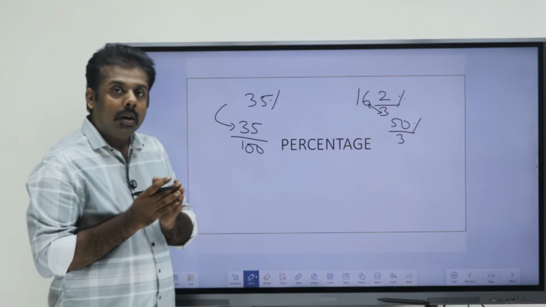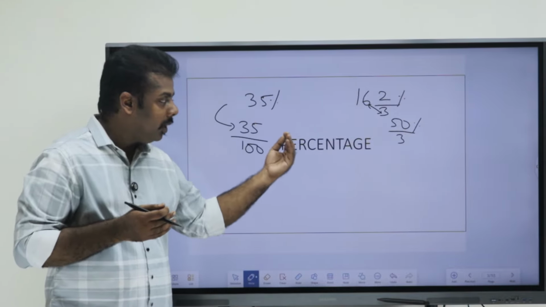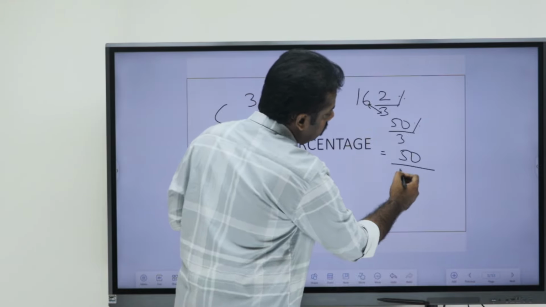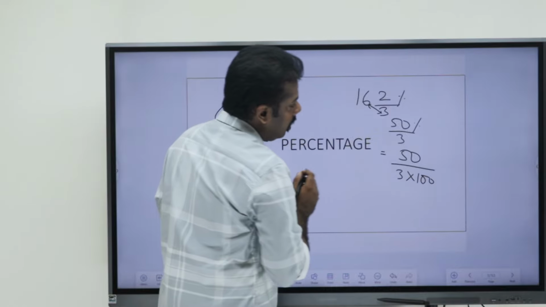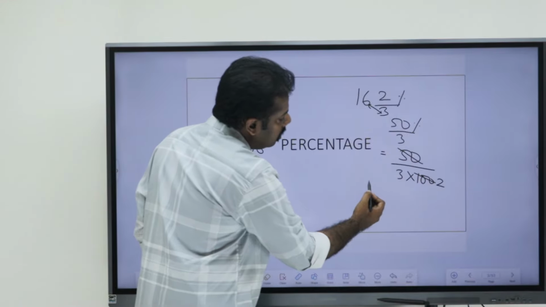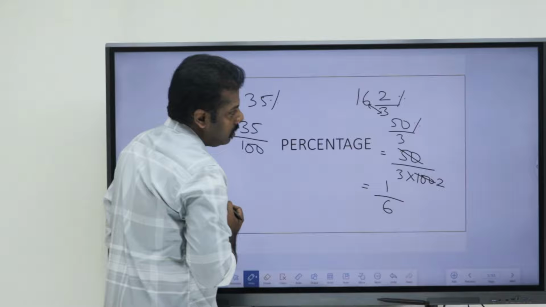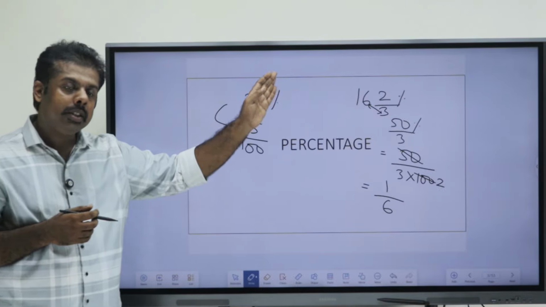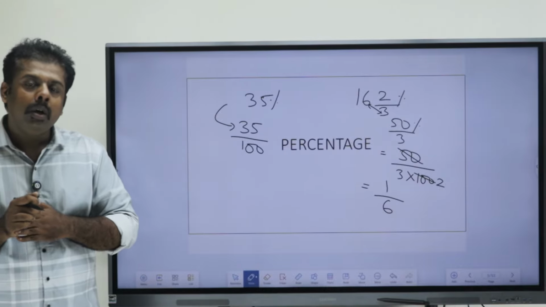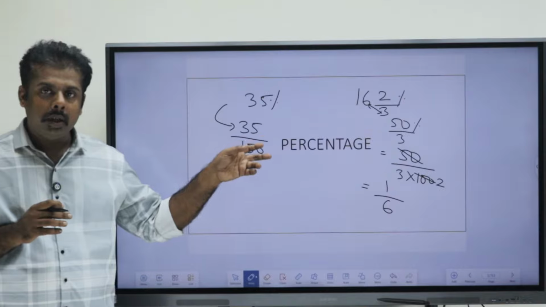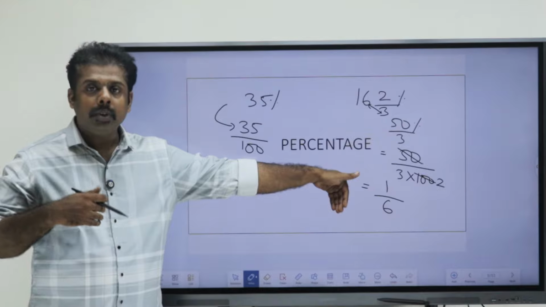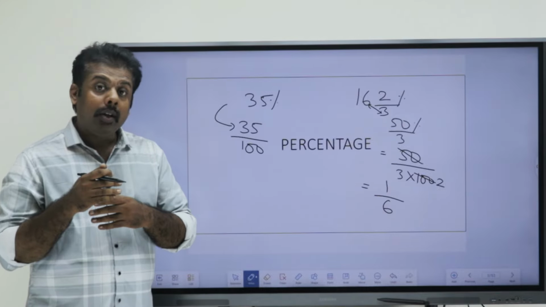As we said, 50 by 3 percentage basically means 50 by 3 into 100. We can cancel this out. 50 2s are 100, so we can write this as basically 1 by 6. So, 16 2 by 3 percentage in fraction becomes 1 by 6. This is an important thing that we need to know, because in some of the questions they will give these types of mixed fractions or mixed percentages. You have to be able to convert that into a proper fraction. That will make our question easier.